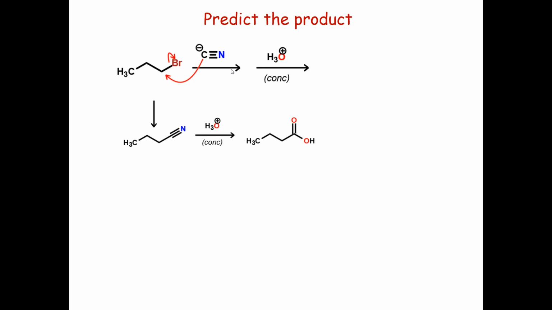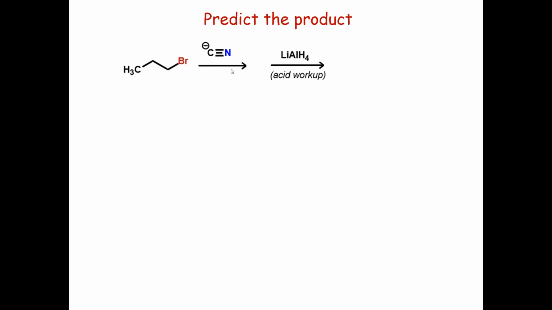So we're going to do our substitution. There's our nitrile. There's our hydrolysis reaction. And this is actually an interesting reaction because it's a way of taking an alkyl halide and making a carboxylic acid one carbon longer. Very useful reaction synthetically. So of course, what's the product? Well, I already told you. It's B.